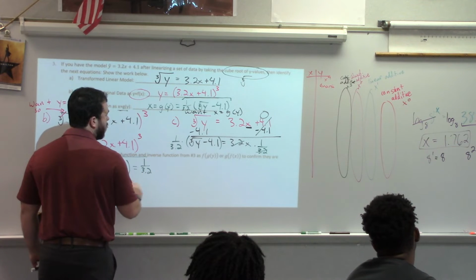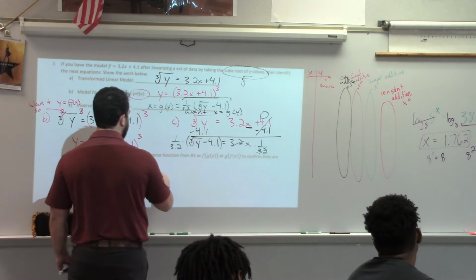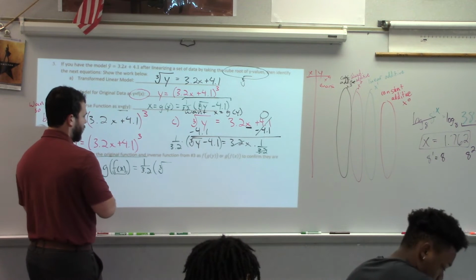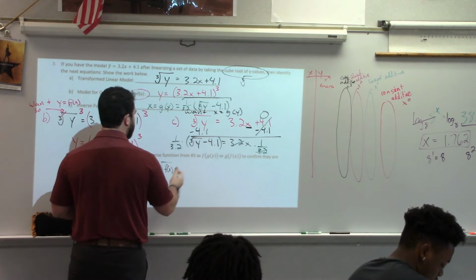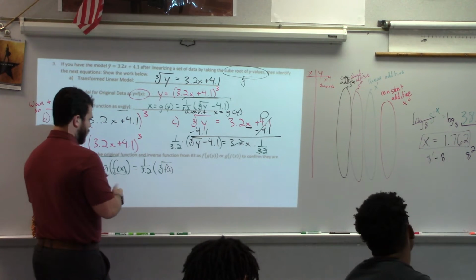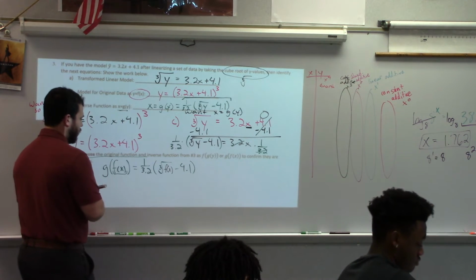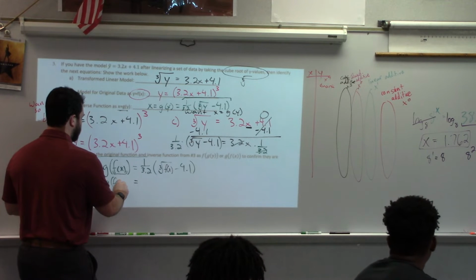And again, I have colored pencils and markers all over the place, and this can really help you: if you color code things, it's the cube root of y, but my y is being treated as f of x, right? And then minus 4.1. And so what can I substitute in for f of x?